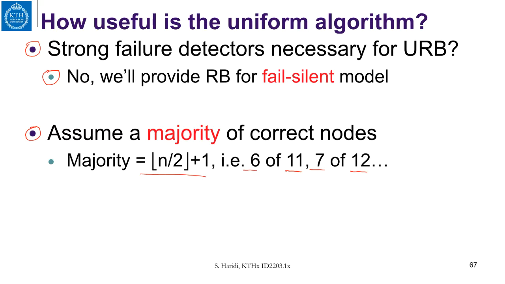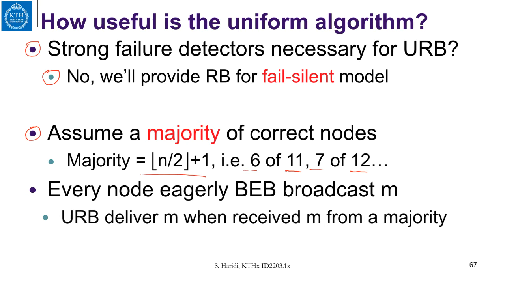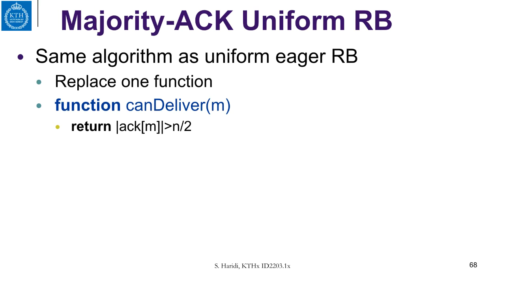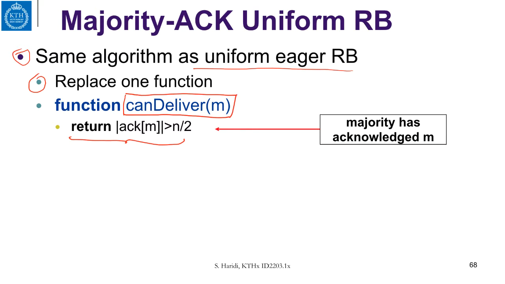So what is the algorithm then? The algorithm is actually more or less the same as the one we had before. The basic idea is that every process eagerly best-effort broadcasts a message M when it receives the message M, and uniformly delivers the message M when it receives M from a majority of processes. When it receives M from a majority of processes, it is safe to deliver the message M. So how do we do that? We just use the same algorithm that we have just defined, the uniform eager reliable broadcast, but we just replace one single function. And this function is the can-deliver definition. So the can-deliver condition will now be defined as: we wait for an acknowledgement from a majority of processes for that specific message.